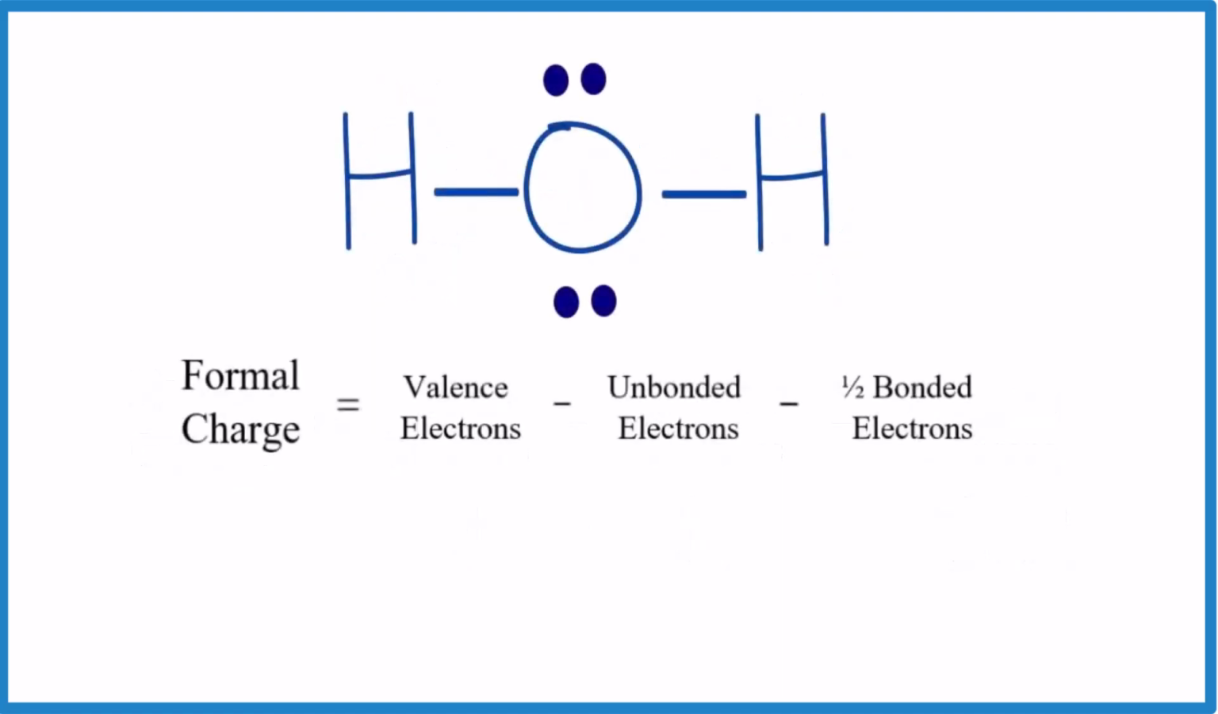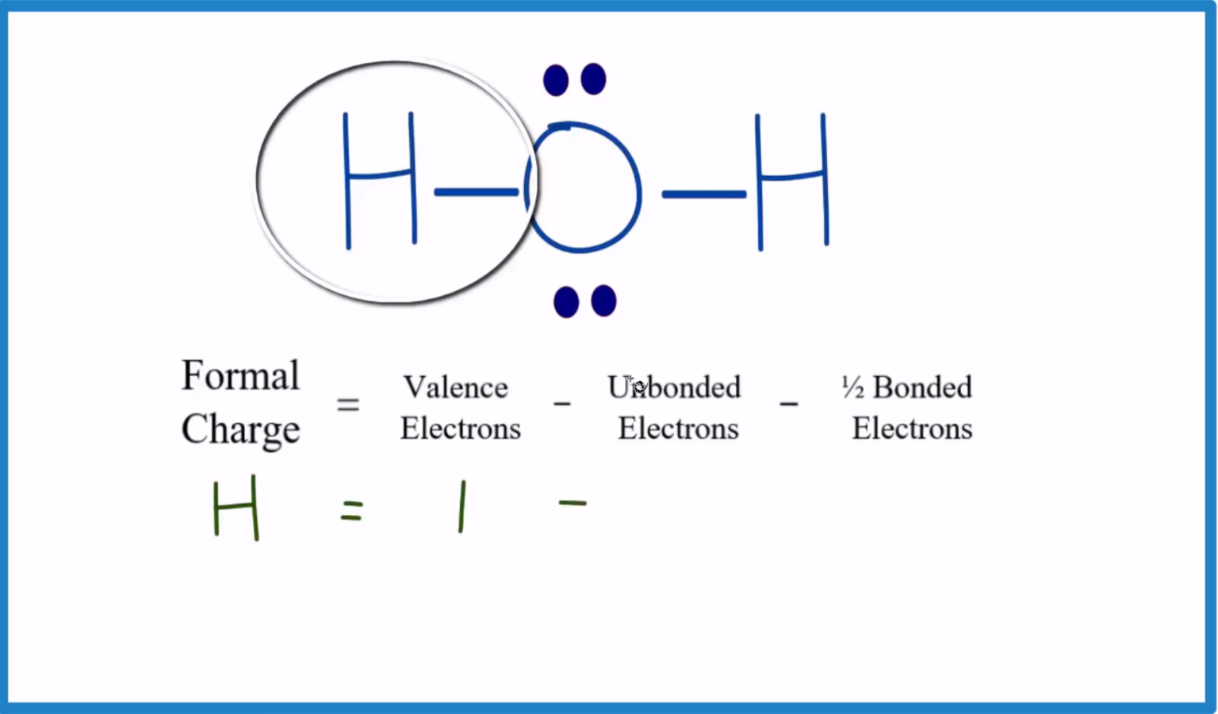We'll start with H2O, water. It's a little bit simple, but it's a good one to start with. So let's calculate the formal charge here for this hydrogen. So I have my hydrogen, and the number of valence electrons for hydrogen, it's in group 1. It has 1 valence electron. Hydrogen will always have 1 valence electron.